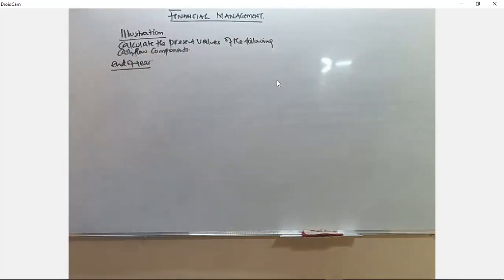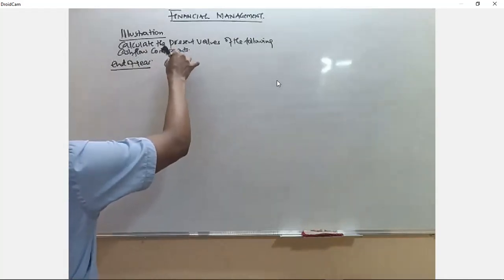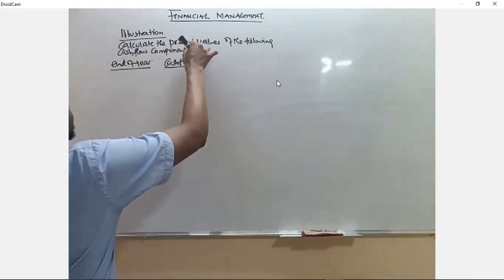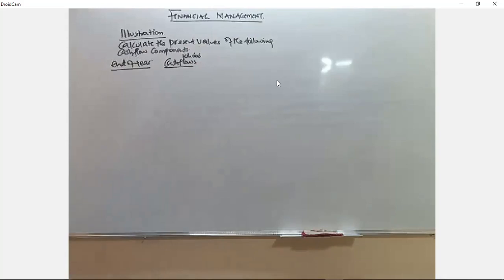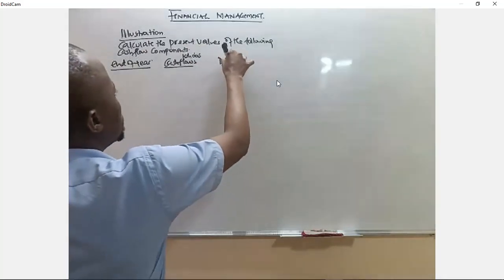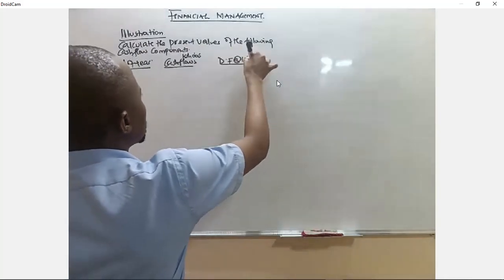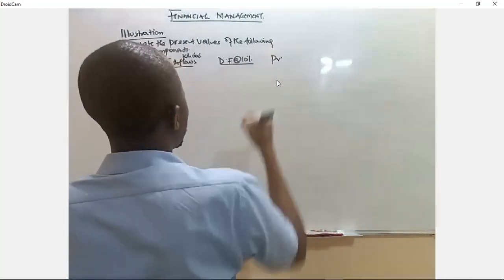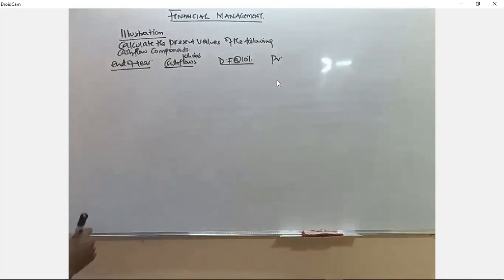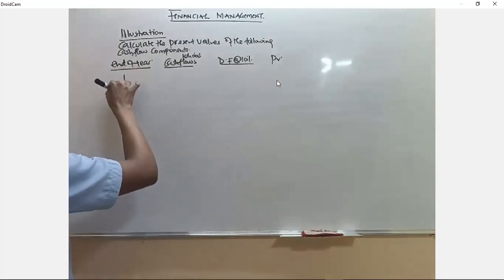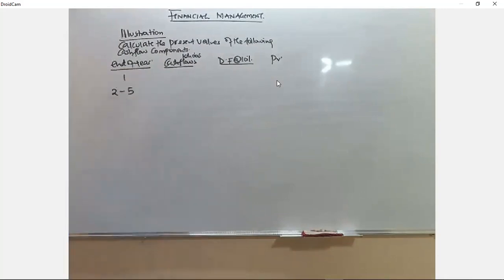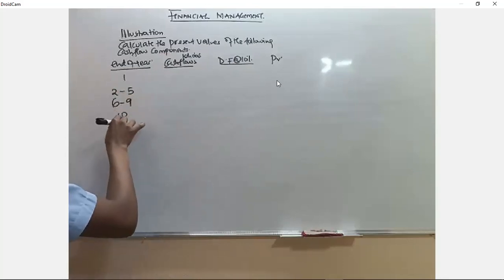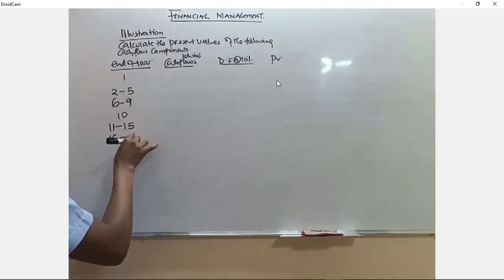We are going to have the end of year there, given. Then we have cash flows in Kenya shillings, reduced to thousands. We have the present value. Let me talk about the discount factor. We can use the rate of 10%. Then we are going to be determining our present value. So we have years 1, 2 to 5, 6 to 9, 10, 11 to 15, then 16 to infinity.